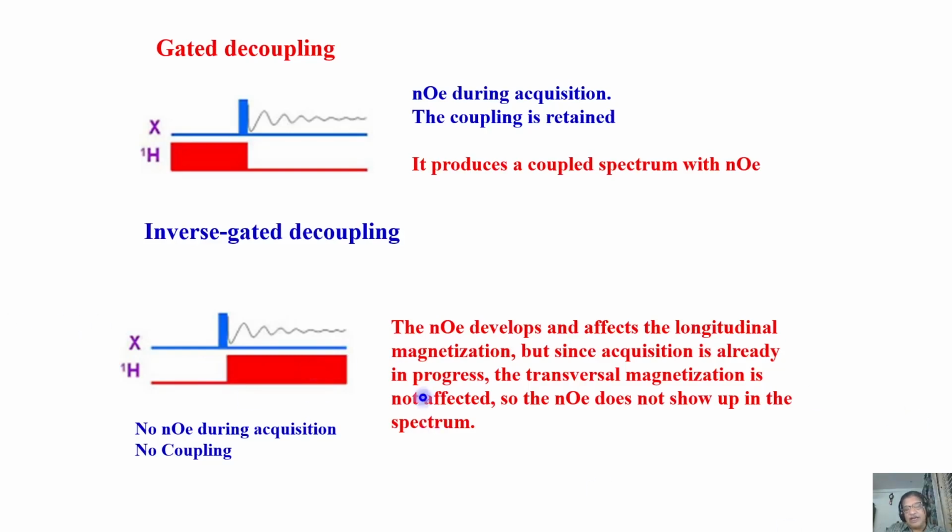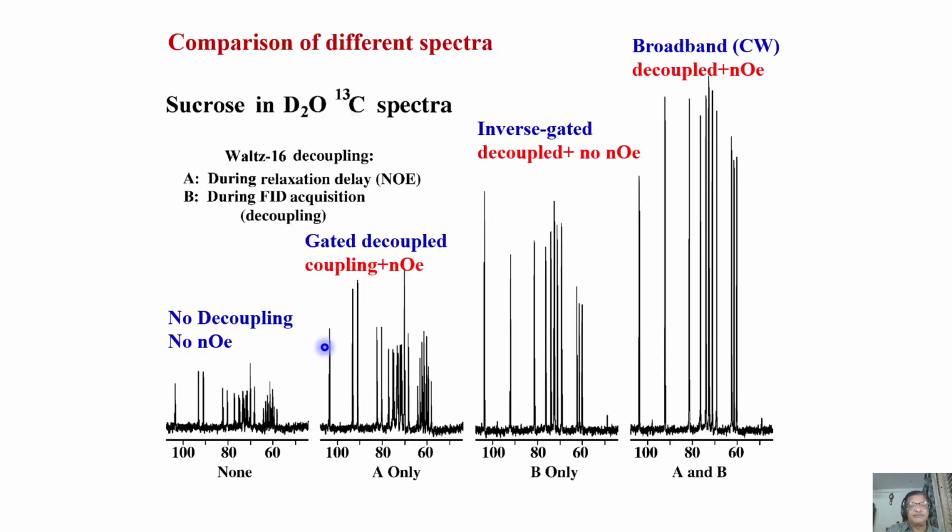This we have to discuss much more. I have not talked to you about everything on NOE. Why is NOE not developed even though power is applied here? Once the acquisition has started, the transverse magnetization is not going to be affected here. As a consequence, NOE will not show up in the spectrum. NOE is an extensive discussion I will do later.